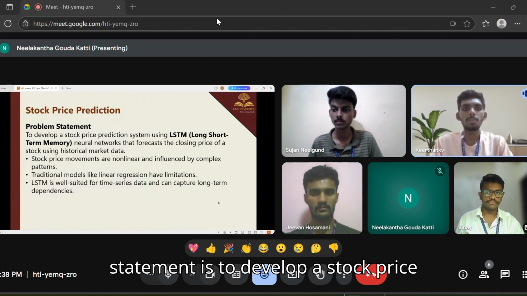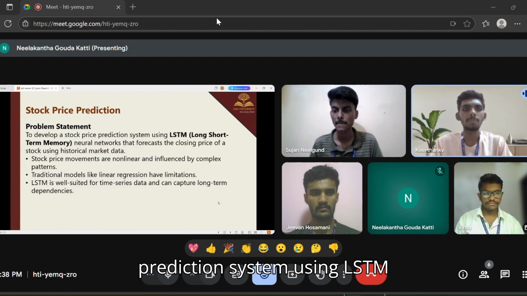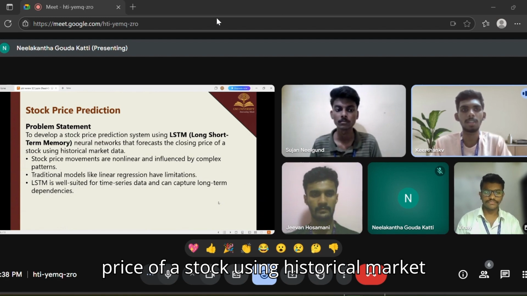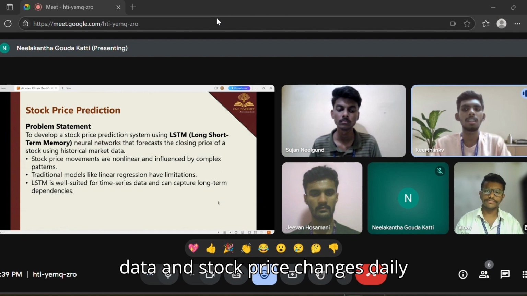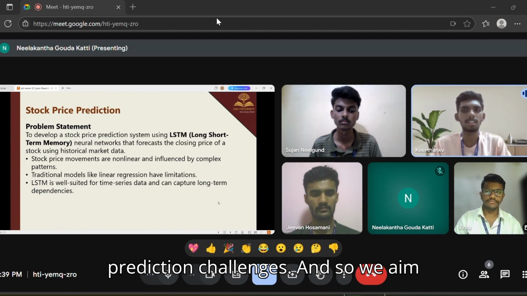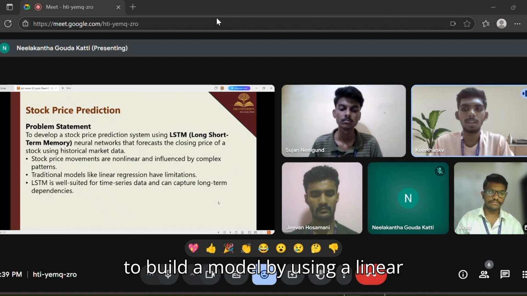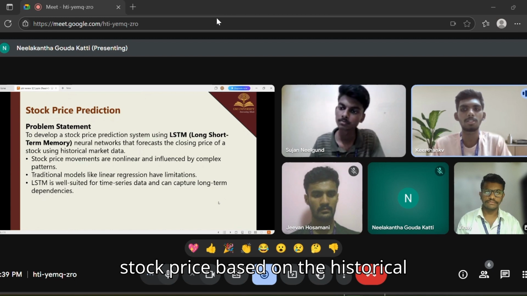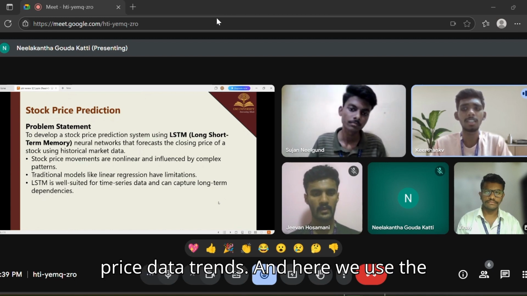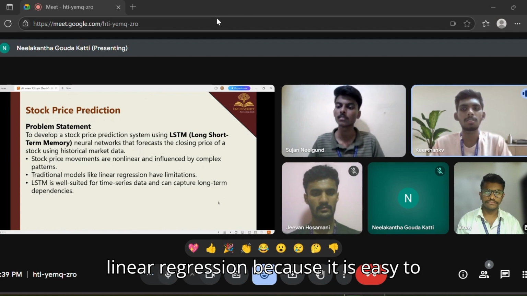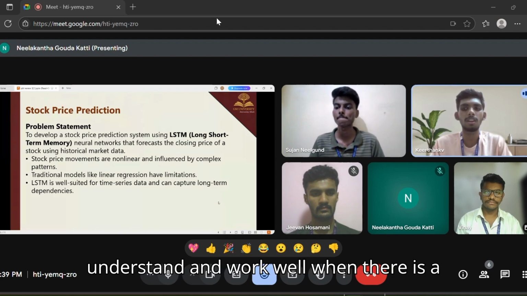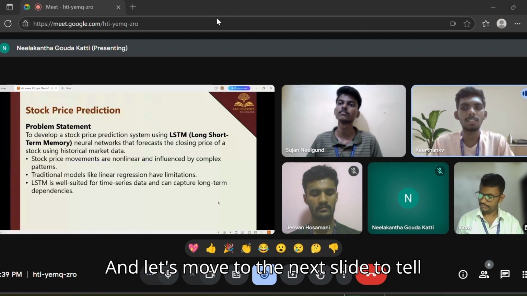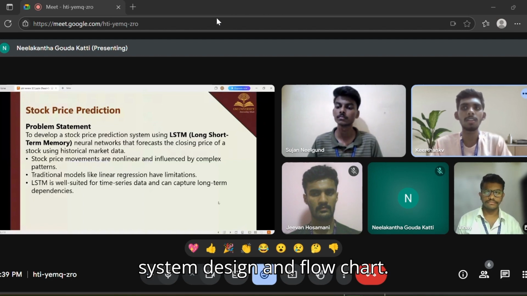The problem statement is to develop a stock price prediction system using LSTM neural networks that forecasts the closing price of a stock using historical market data. Stock prices change daily and are affected by many factors, making prediction challenging. So we aim to build a model using linear regression that can predict the future stock price based on historical price data trends. We use linear regression because it is easy to understand and works well when there are linear relationships in the data. Let's move to the next slide to talk about system design and the flowchart.